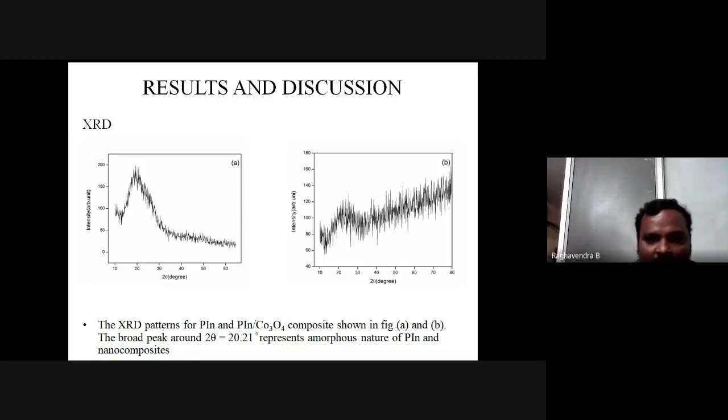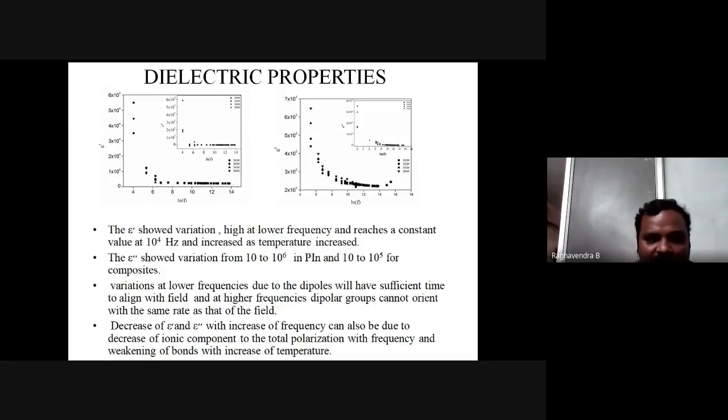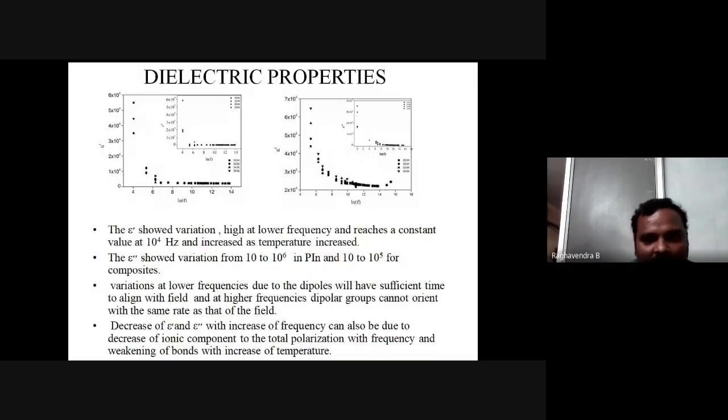Next, I am moving on to the dielectric properties. These two figures show the dielectric properties of the polyindole and the polyindole Co3O4 composite. First figure corresponds to the pure polyindole, and the second figure corresponds to polyindole Co3O4 composite.